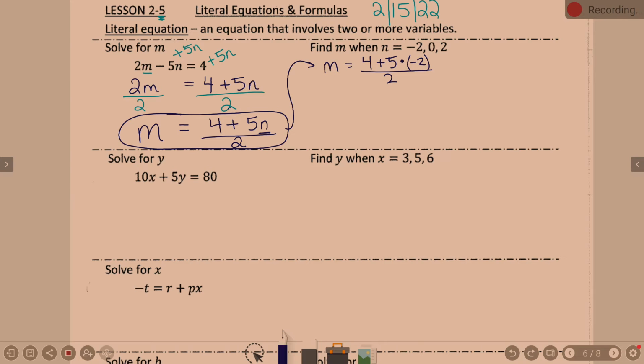Okay. Do the math. What's the math I have to do there? Yeah, 5 times -2, I would start there because we have to do that multiplication. So I'm still going to have 4 plus, what is 5 times -2? -10, divided by 2. So now we have 4 plus -10 divided by 2. What's 4 plus -10?